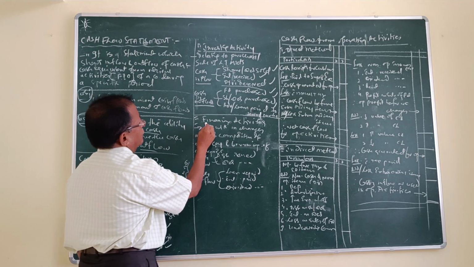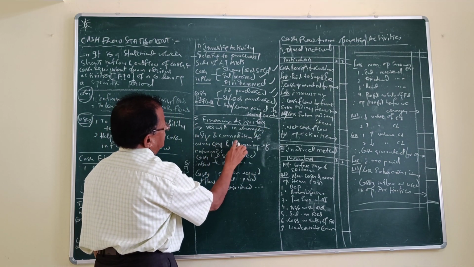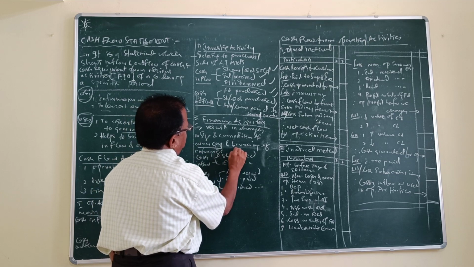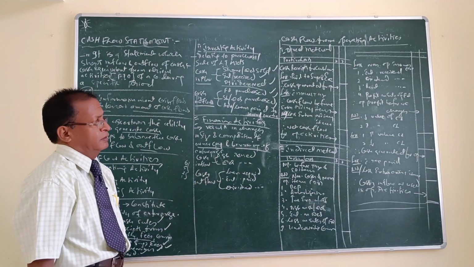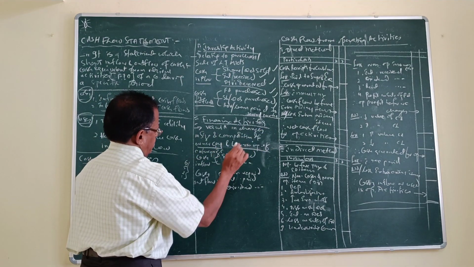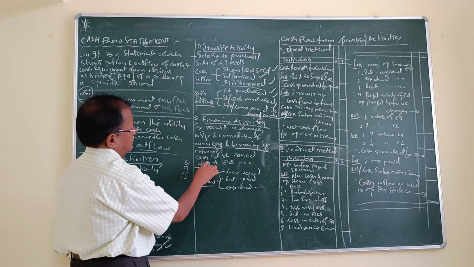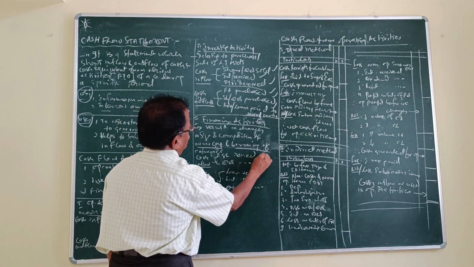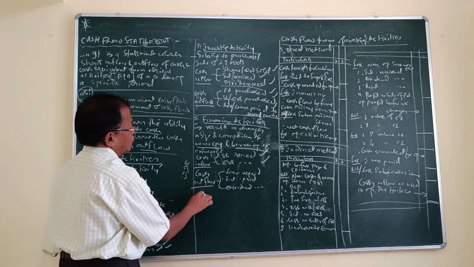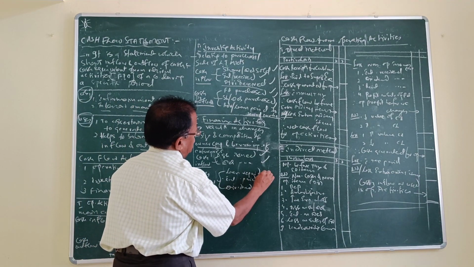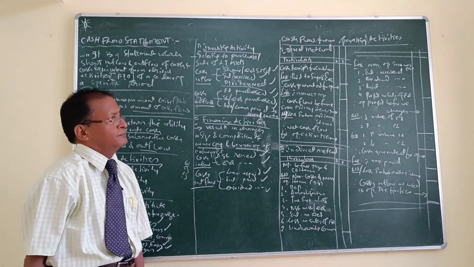Next, let us see financing activity. It results in changes in the size and composition of the owner's capital and borrowings of the enterprise. That's called financing activity. In this case, cash inflows and cash outflows are as follows. Cash inflow: shares issued for cash, debentures issued for cash. Cash outflows are as follows: loan received in cash, interest received and dividend received.